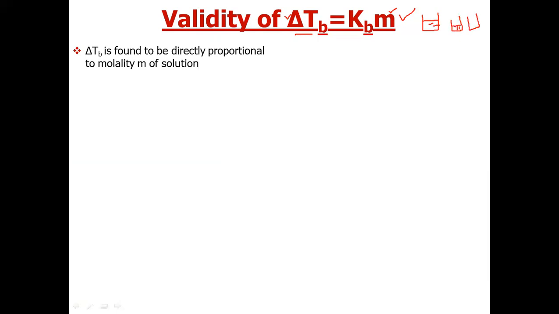One with 5 gram of sugar, suppose I have taken any arbitrary value, and the second with 10 gram. Now this solution has higher molality than this. According to this relation, the elevation in boiling point of this solution should be high. So when it was determined experimentally, it was found to be true. So the experiment matches with the theoretical relation. That means that this relation is valid.